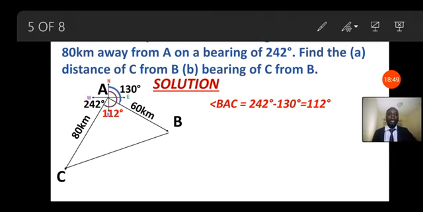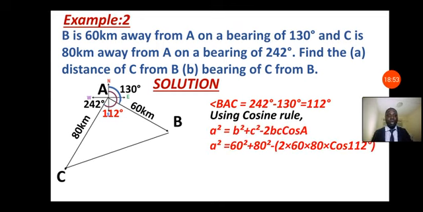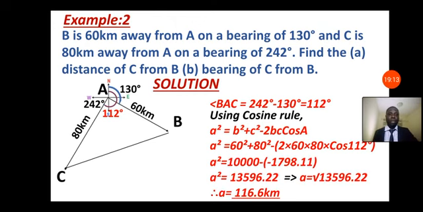Let's go ahead and apply the cosine rule, which is a squared equals b squared plus c squared minus 2bc cos A. If I put the values of b and c respectively as 60 and 80, and my cos A, which is cos 112, I should have my side a as 116.6 kilometers. So I'll write that there. The first part of the question is catered for: the distance between point C and point B is 116.6 kilometers.